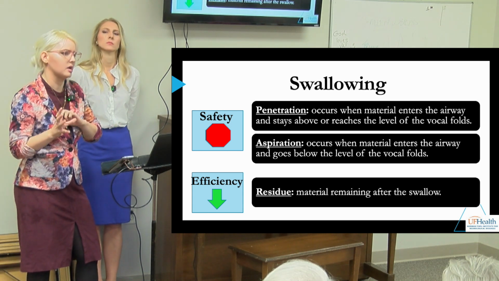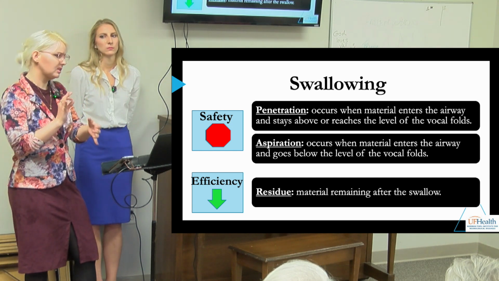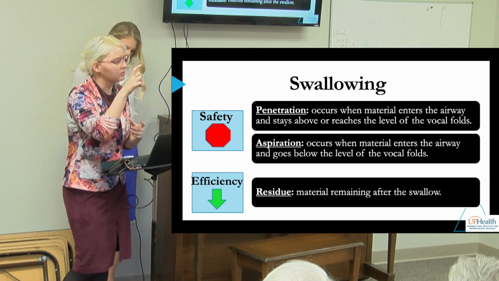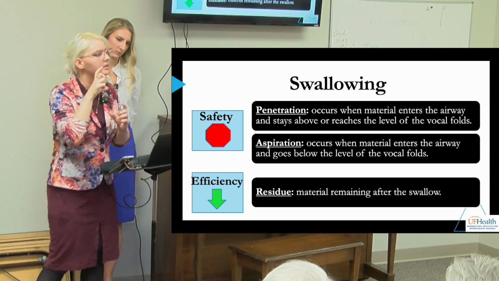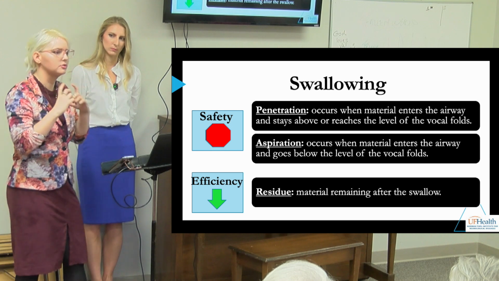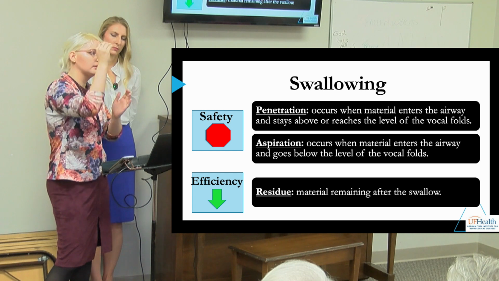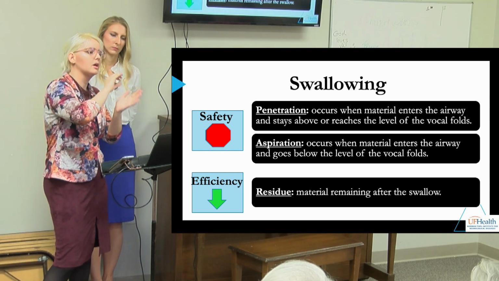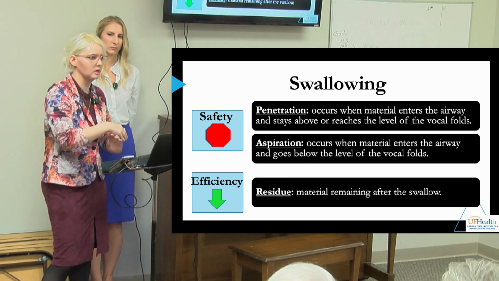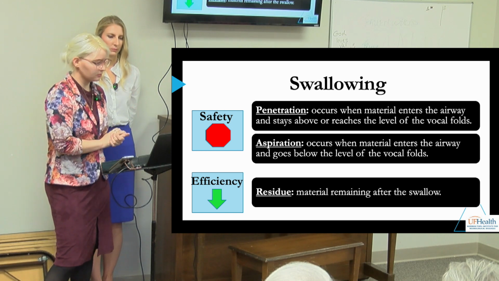So that is whether or not there is food or liquid going into the airway. If there is, then it can do one of two things. It can either penetrate, which means it goes to the top of the larynx. The larynx is the opening to your trachea and the opening to your lungs. If food or liquid penetrates, it will enter into the larynx, but hang out above the vocal folds. So it has not entered into the trachea, has not entered into the lungs. Oftentimes it will pop back out, or you'll cough and clear it, one of the two.